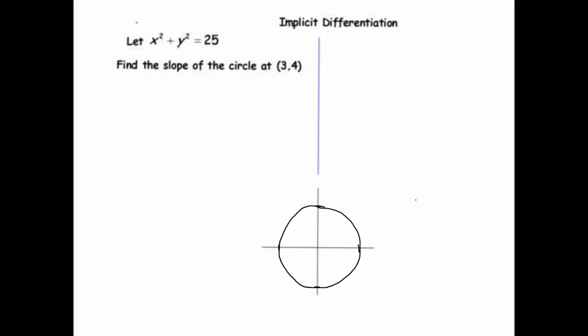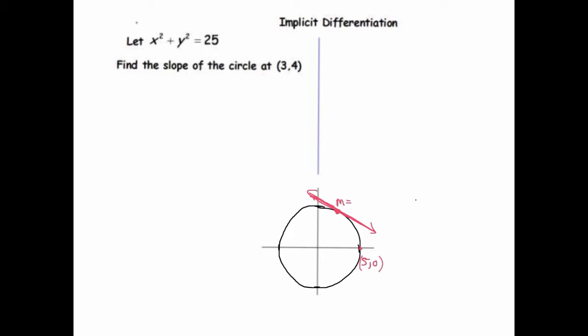So this is: let x squared plus y squared equal 25, and we're trying to find the slope of the circle at 3, 4. So here's my circle down here. It has a radius of 5, so I'll mark that point as 5, 0. And 3, 4 is roughly around this area here. And so we're looking for the slope of this somewhat poorly drawn tangent line.